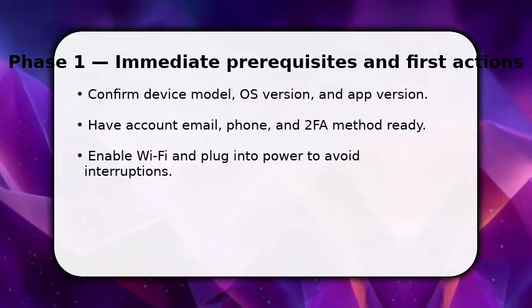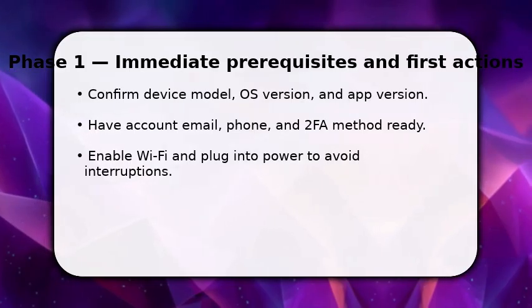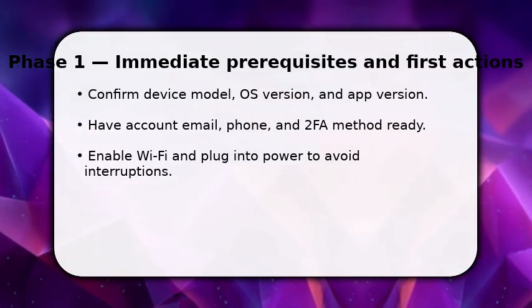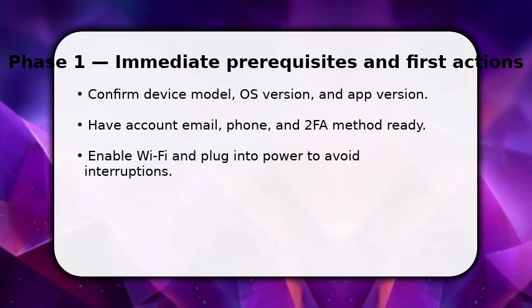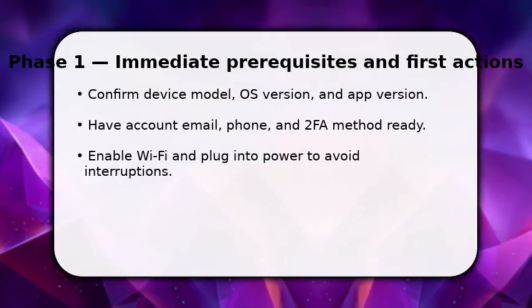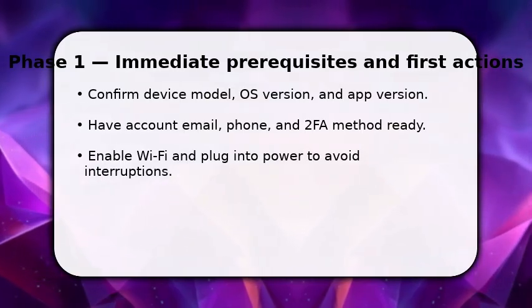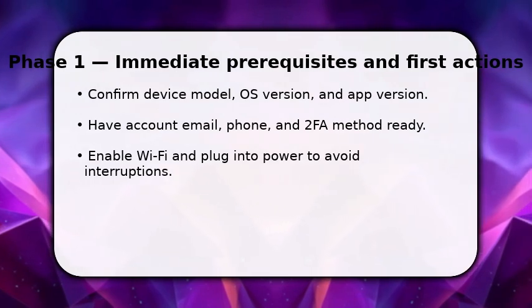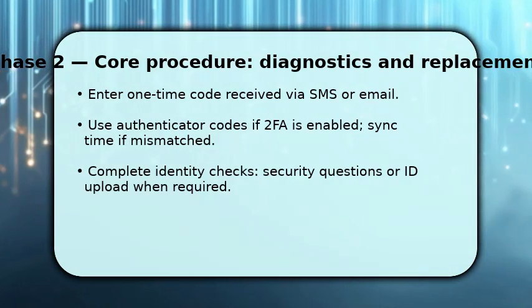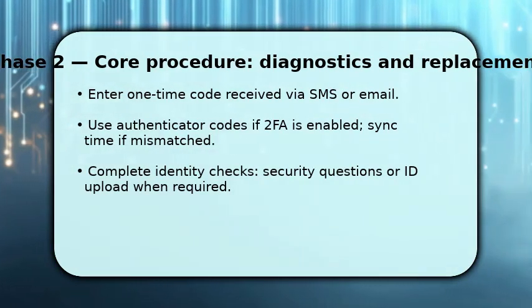Once done, choose the preferred verification: SMS, email, or authenticator app. Make sure you have access to that channel. Otherwise, switch to an alternate recovery option before proceeding. Once you receive a one-time code, enter it immediately. Codes typically expire in minutes.